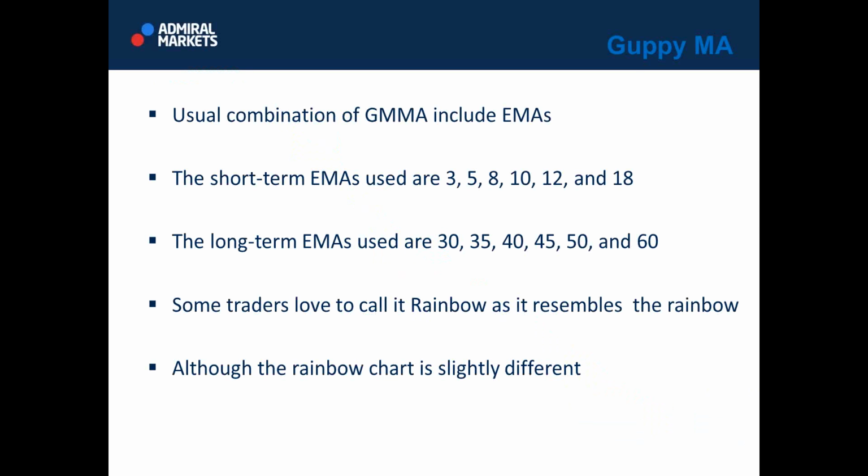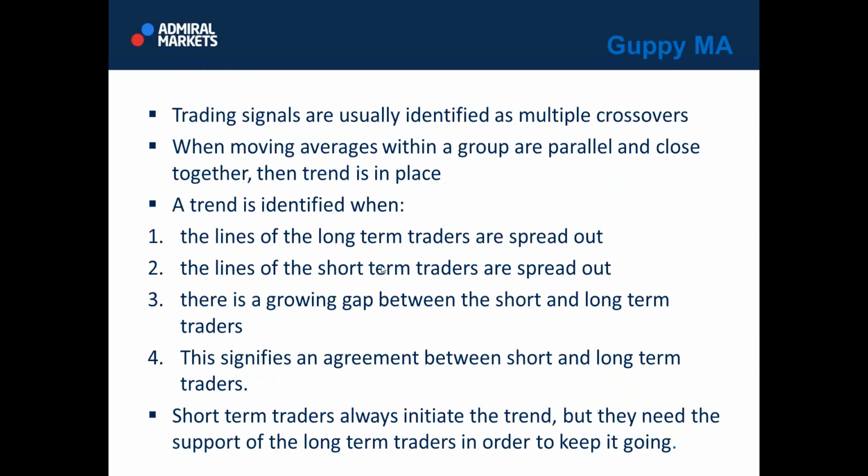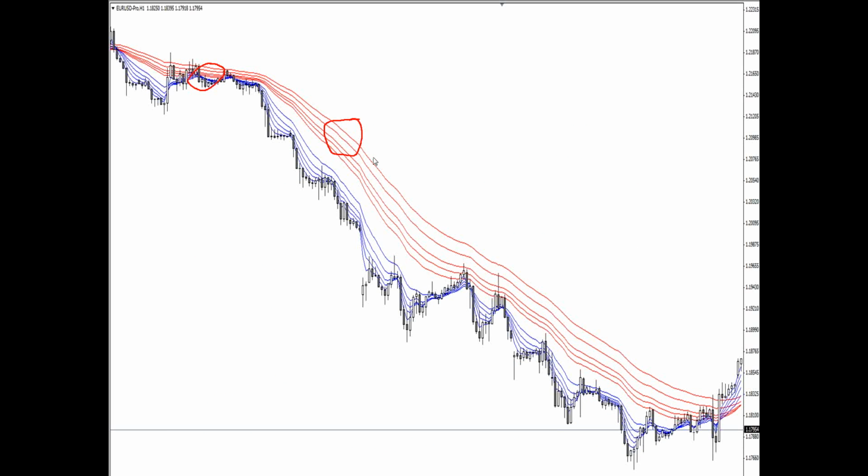Then we go to step number 2. The lines of the short-term traders are spread out. This is not the trend, because it might be the start of the trend. It's still not the trend because these lines are pretty much close together. Now, this is the trend. Red lines and red EMAs are long-term traders, guys. Blue lines and blue EMAs are short-term traders.